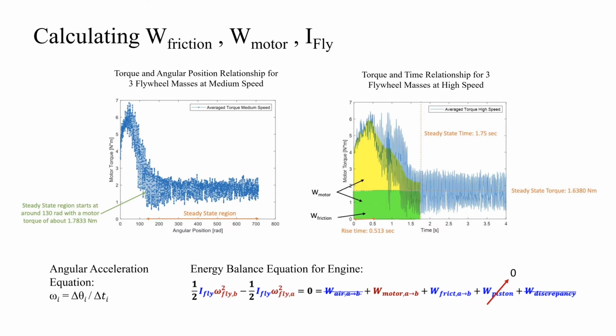Since there is no head on the motor for this experiment, there is no air pressure, therefore no work done by air. Work due to piston is negligible because there is a high flywheel inertia, and work discrepancy is assumed to be 0 for this case.